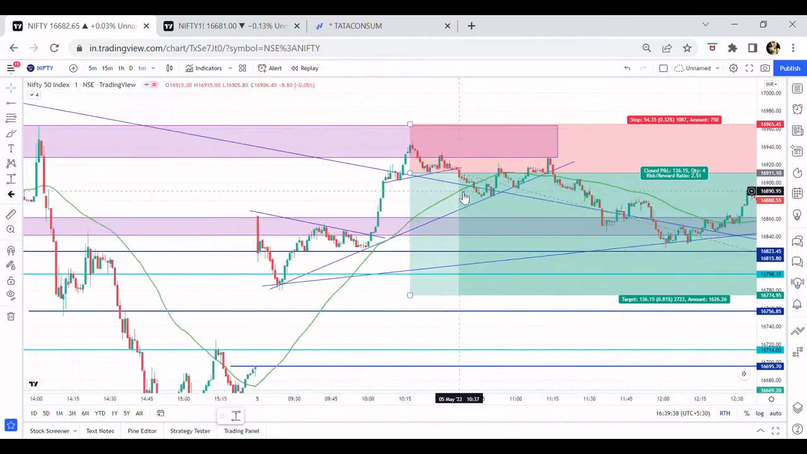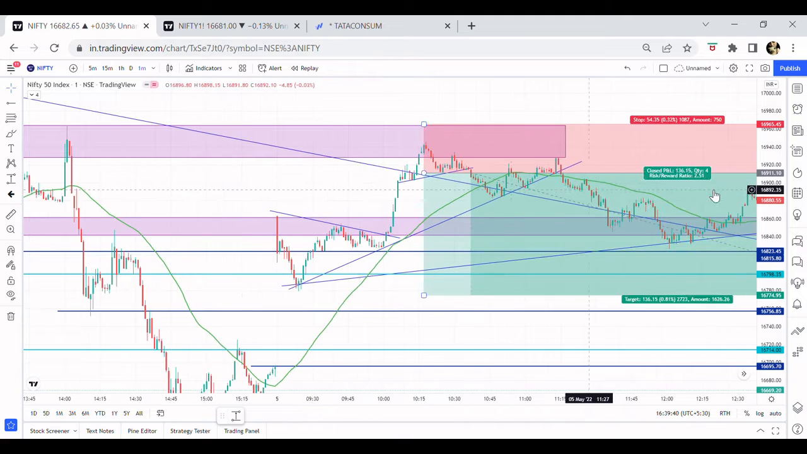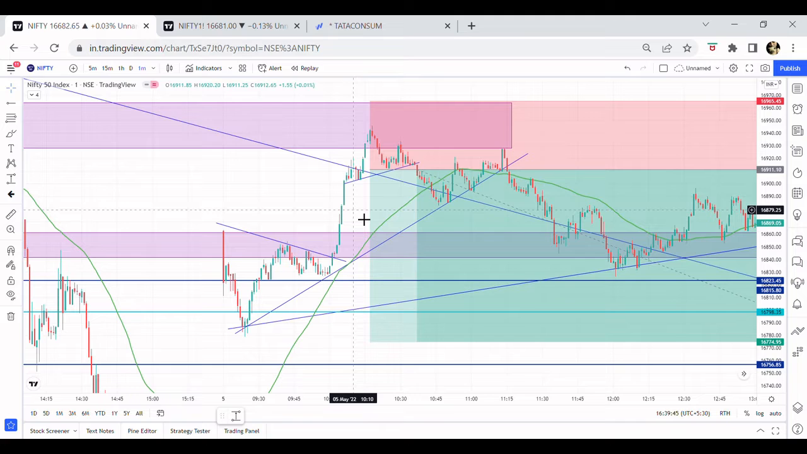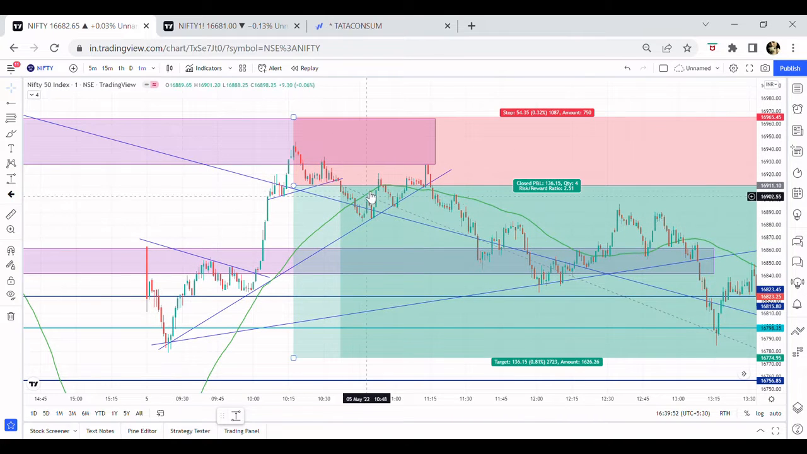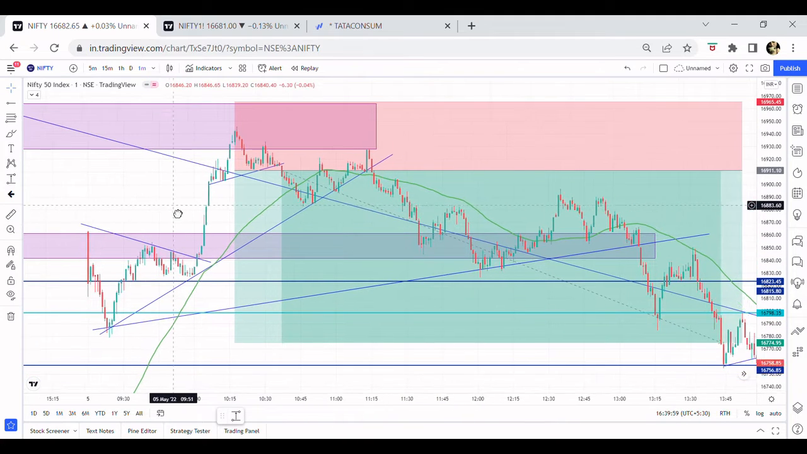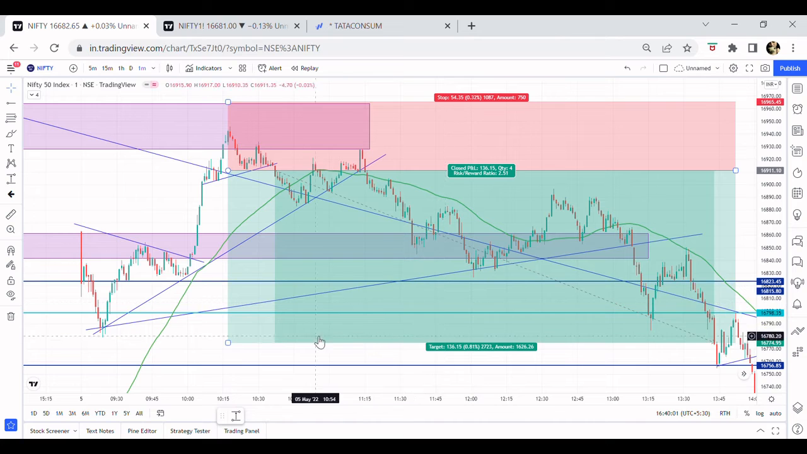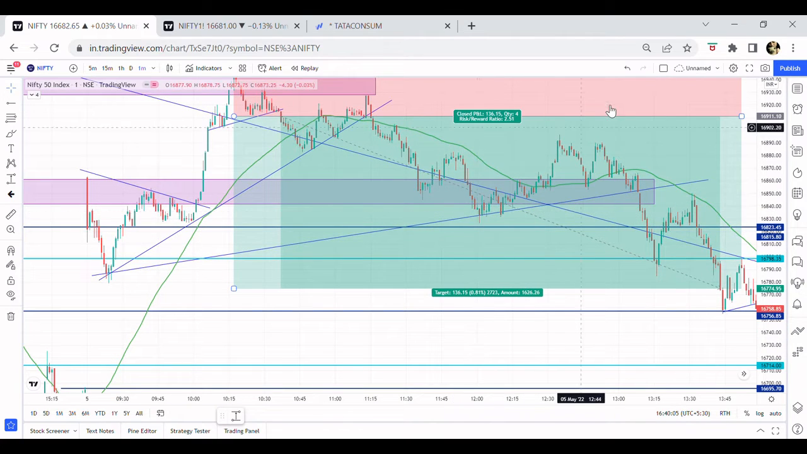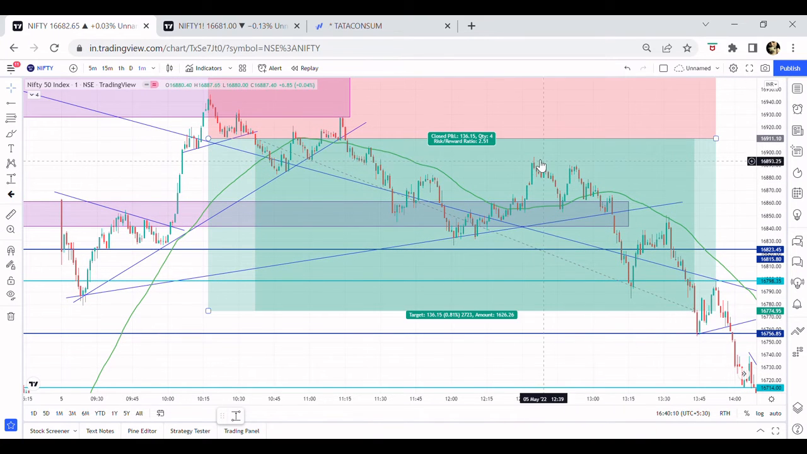So what I did, after this breakdown, I shorted, and my initial target was this resistance area. So I shorted, then it hit my target. So I thought, let's see if it goes and covers the gap. So I waited. So it went up from there, almost near my entry price.